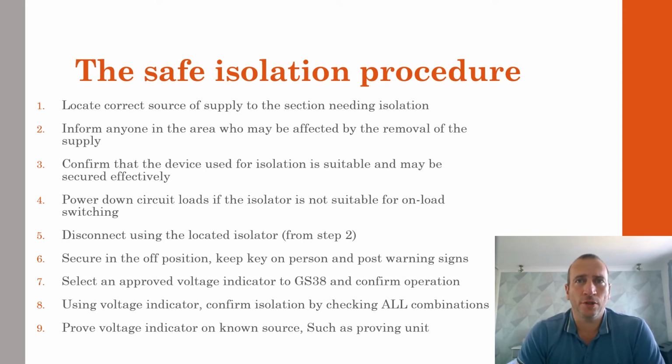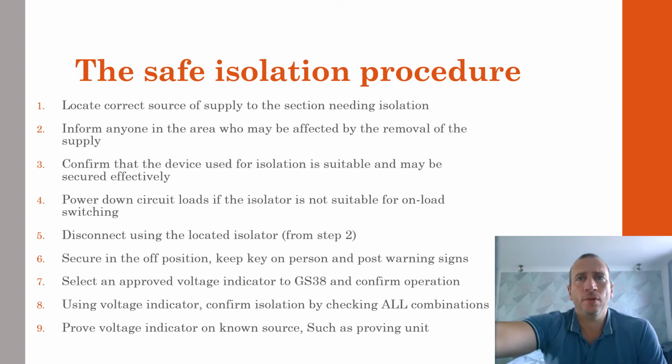Sixth, you're to secure the off position. Secure the device in the off position and keep the key in your pocket. Then you're to post warning signs. This is the lock off section. Step 7, you're to select an approved voltage indicator to GS38 and confirm its operation. GS38 is a set of regulations for test instruments, highlighting checks that must be made on leads and casing of the test instrument. Additionally, the tester must be tested on a proving unit.